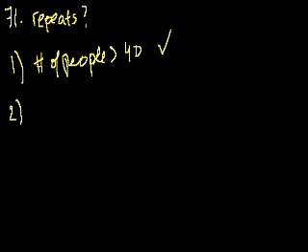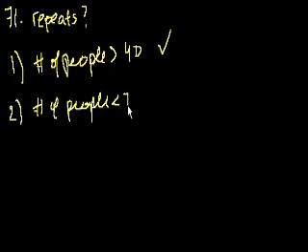Statement number 2: the number of people who wrote down an integer was less than 70. Well, that's useless. By this statement, maybe only one person wrote down an integer, right? And if only one person wrote down an integer, we definitely don't have any repeats because there's no one to repeat with. So this is a useless statement. So statement 1 alone is sufficient, and statement 2 is useless.